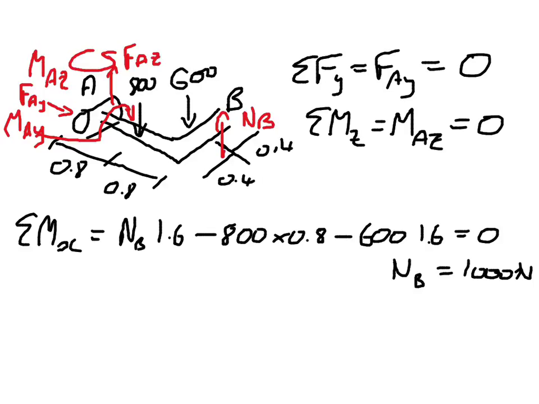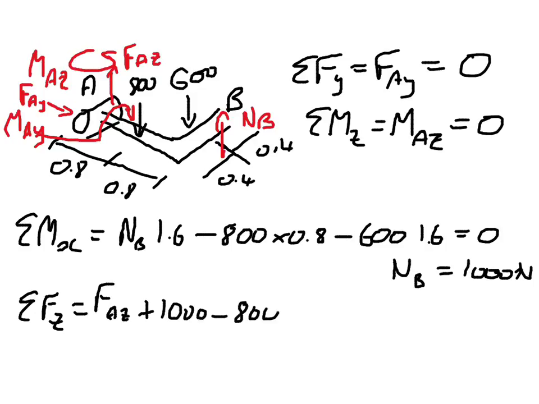Sum of the forces in the Z direction: we've then got our AZ, which I've called FAZ, force AZ. We've got 1000 newtons at B. We've got 800 acting downwards and 600 acting downwards that we started with, equalling 0. So FAZ has to equal 400 newtons.